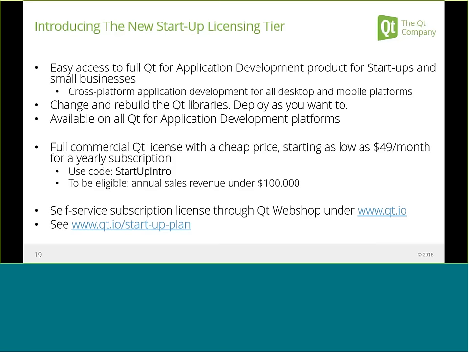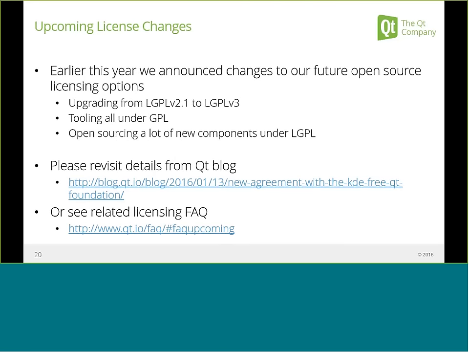Yeah, but that's there. The other news was related to the upcoming license change. We announced earlier this year that we are going to introduce some changes to our future open source licensing options. I won't go into all the details of this, but as a short summary, we're upgrading from LGPL version 2.1 to LGPL version 3 for the libraries. For the tooling, everything is going to be licensed under GPL, which you can still use with the LGPL libraries as well.